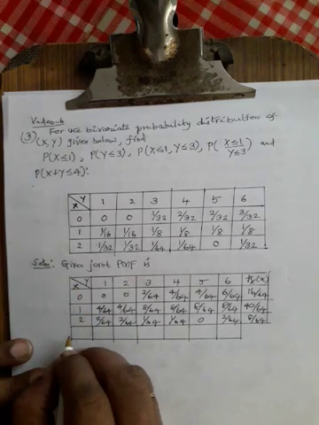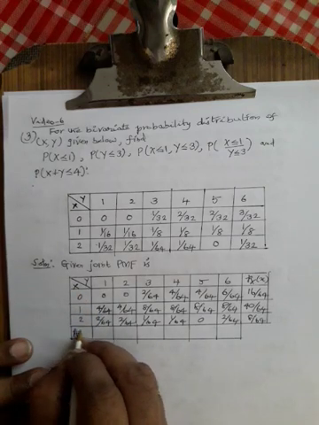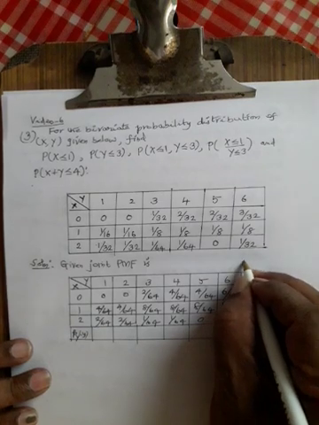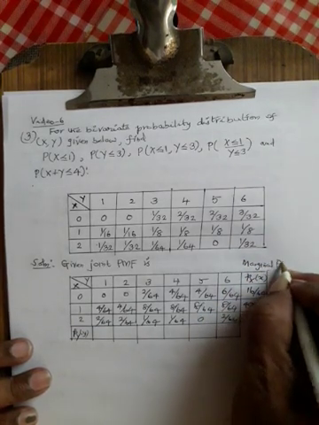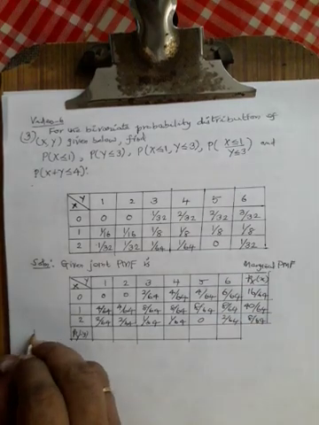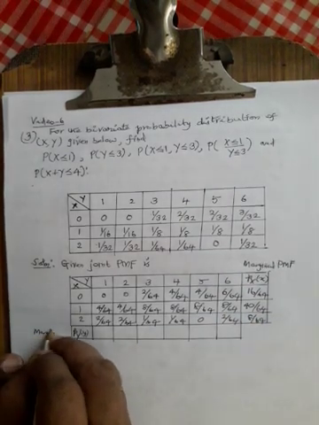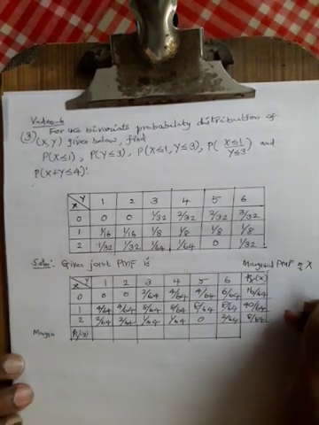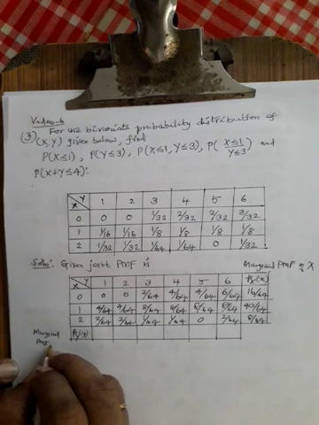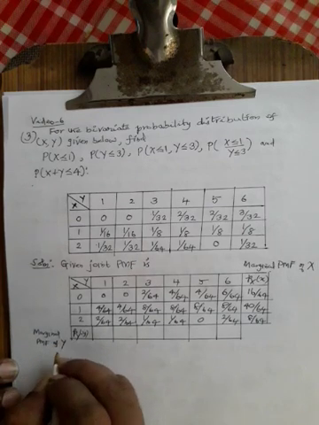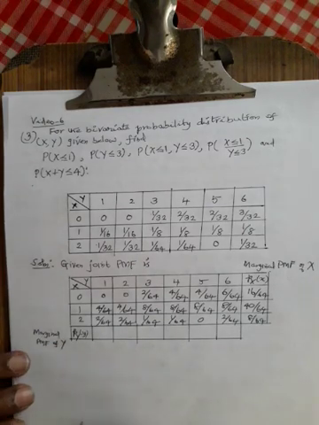Vertically x varies. So vertical total will give py of y. This is marginal PMF of x. This is marginal PMF of y.